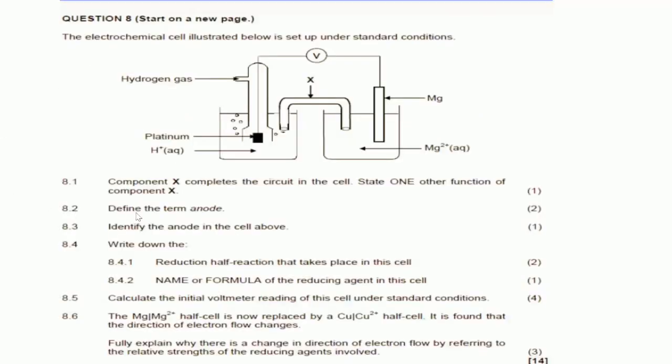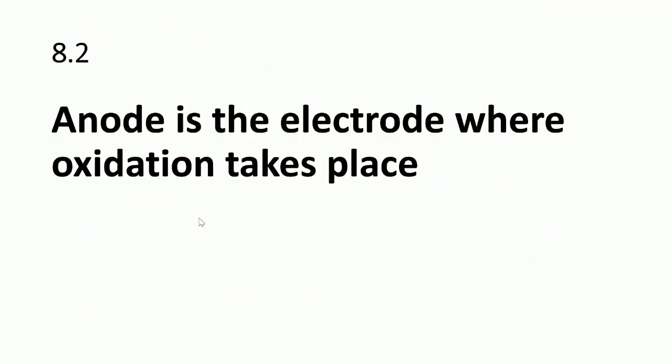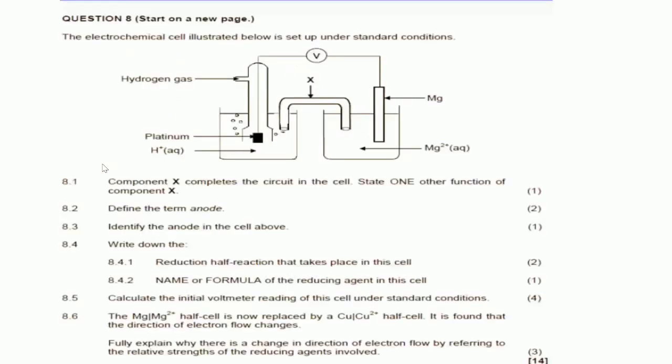Then we have 8.2, it says define the term anode. What is an anode? We say an anode is the electrode where oxidation takes place. If you can remember, we have an ox. This means that in the anode, we have oxidation, and then we have red cat, which means in the cathode, we have reduction. So anode is simply the electrode where oxidation takes place.